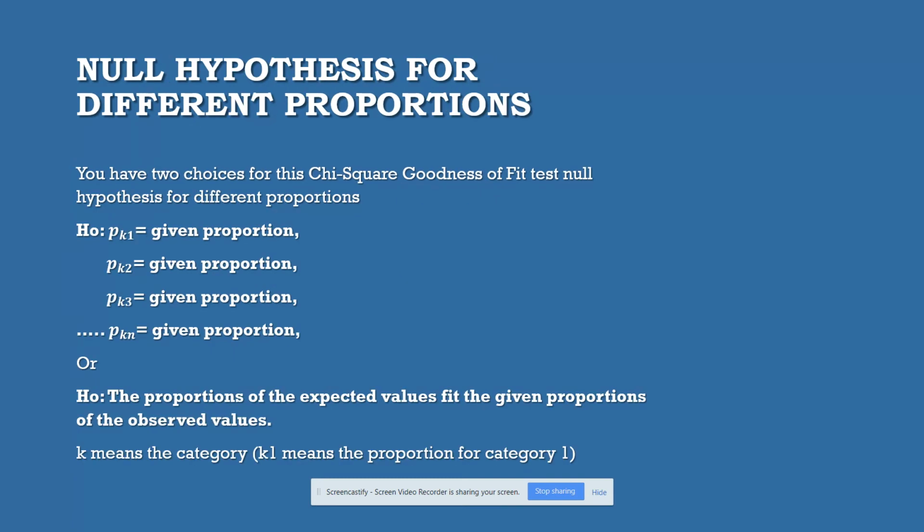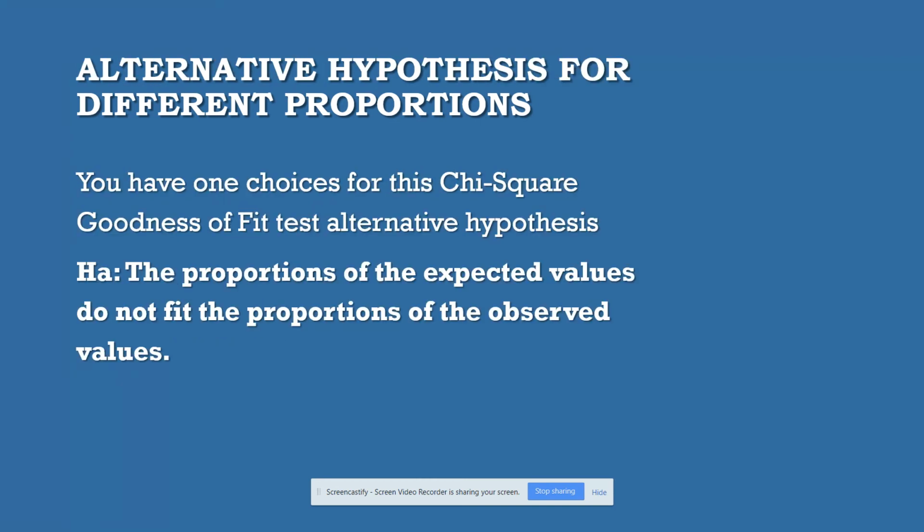When you look at it on the test or the homework, make sure you pick the correct one that we're looking at. Now, if your proportions are different, say like you think that half the people you survey will like chocolate over vanilla and strawberry, you need to account for those differences. So in the null, you can either write out the category and the given proportion, or you can say the proportions of the expected value fit the given proportions of the observed values. For the alternative, it's kind of easy. There's only one that you can write when there's different proportions. The proportions of the expected values did not fit the proportions of the observed values.